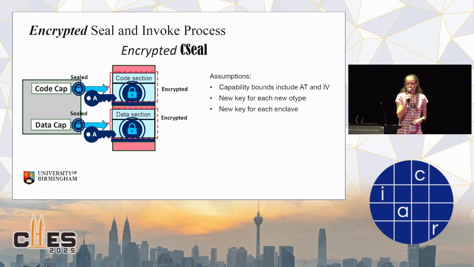We also make two additional assumptions at this point. We create a new key every time there's a new otype, and we also create a new key every time we create a new enclave. The reason for this is to stop the issue where we are presented with the same otype and we want to generate a different key.